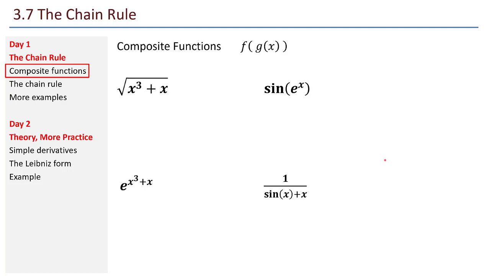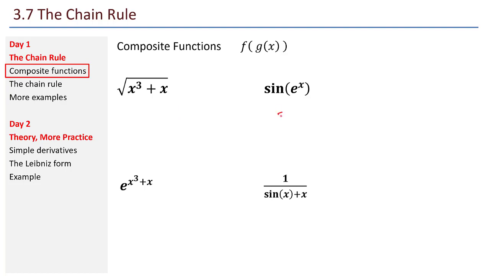The chain rule is used when I want to take the derivative of composite functions, when one function is inside of another. For example, looking at the top left, I know how to take the derivative of the square root of x, and I know how to take the derivative of x cubed plus x. But what happens when x cubed plus x is put inside of the square root function? We don't have a rule yet for how to actually take that derivative.